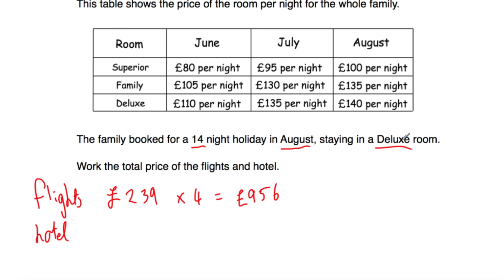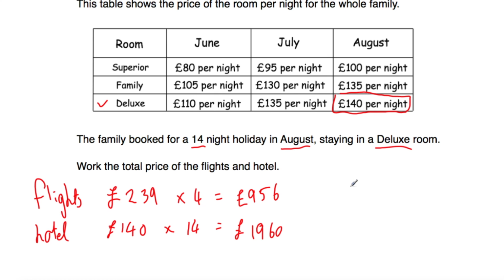In terms of the hotel, we're told they stayed in a deluxe room, so it's this row here, and they're staying in August, so it's going to be £140 per night for the family, and they're staying for 14 nights. So £140 multiplied by 14, because they're staying for 14 nights, is equal to £1,960. So we've now got the price for the flight and the price for the hotel.